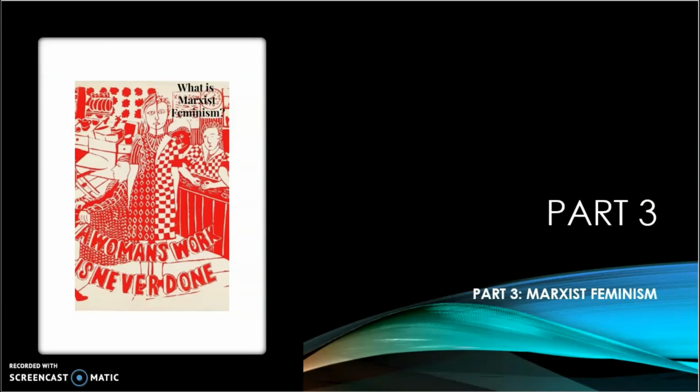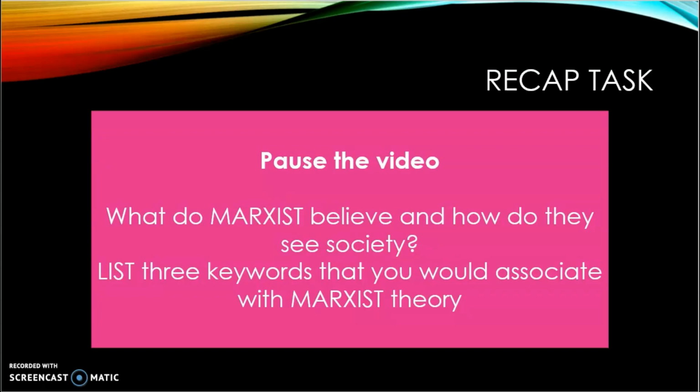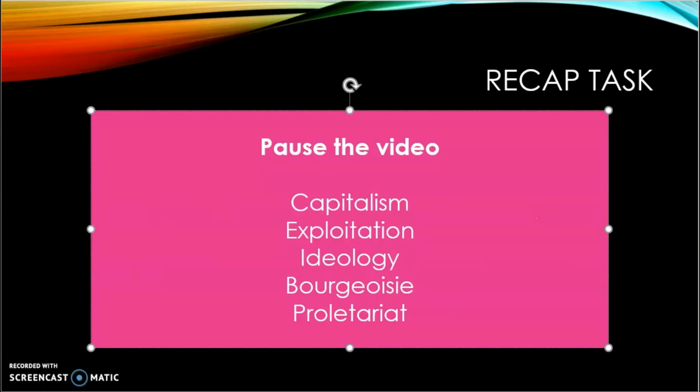So here's our third part, which is Marxist Feminism. So before we start, let's do a quick recap. What do Marxists believe and how do they see society? I want you to list 3 keywords that you would associate with Marxist theory. Okay, so you might have identified that Marxists see society based on this thing called capitalism, and we've got words like exploitation, ideology, the bourgeoisie, the proletariat, some of the key words just to help you recap.